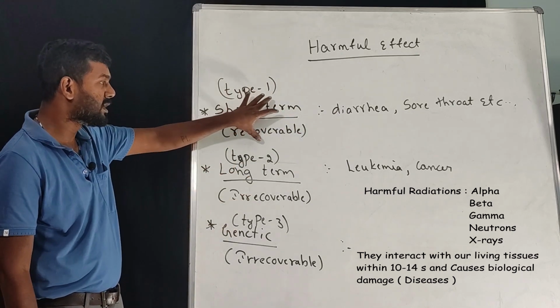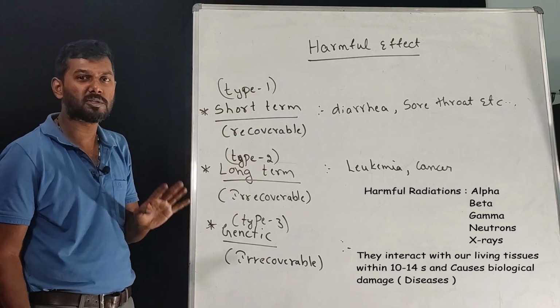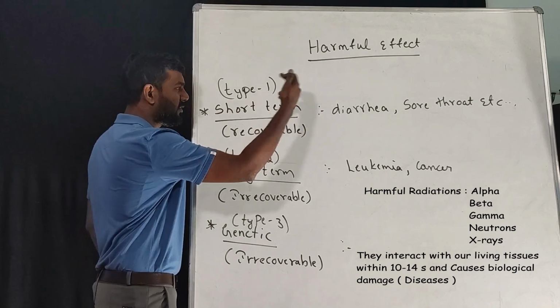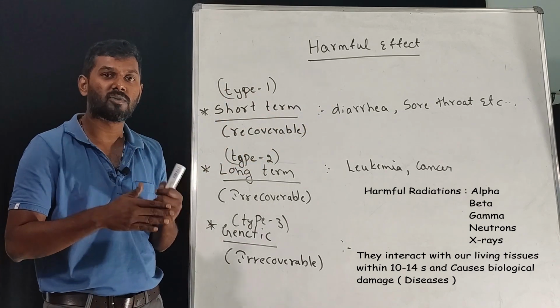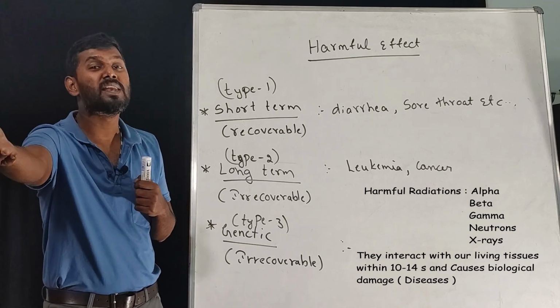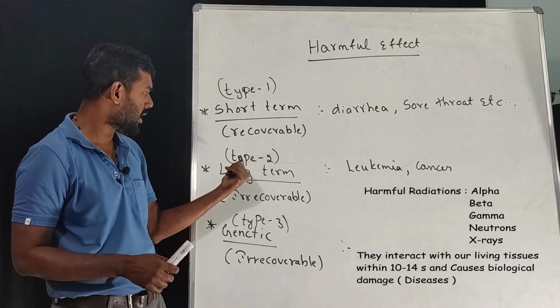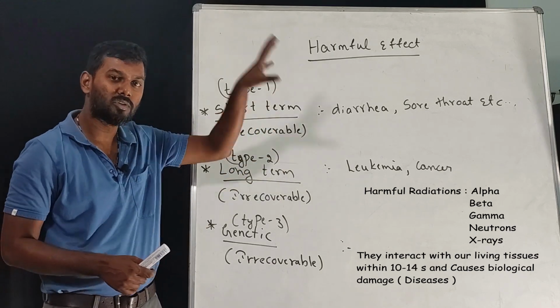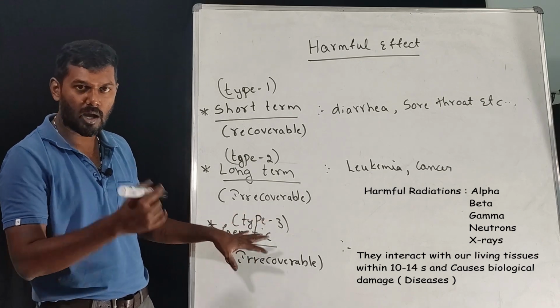See, this one is limited to the person. Okay, and long term is also limited to the person. That means whatever the causes it is giving us, it will not be transferred from my generation to the next generation. If someone is affected from this short term or long term, it is limited to that generation only. But type 3 is different. I'll tell you about that.